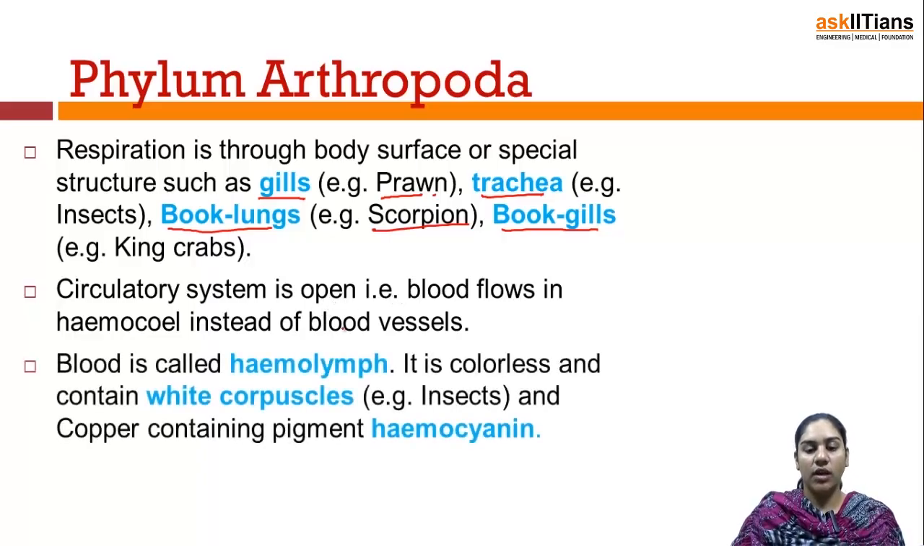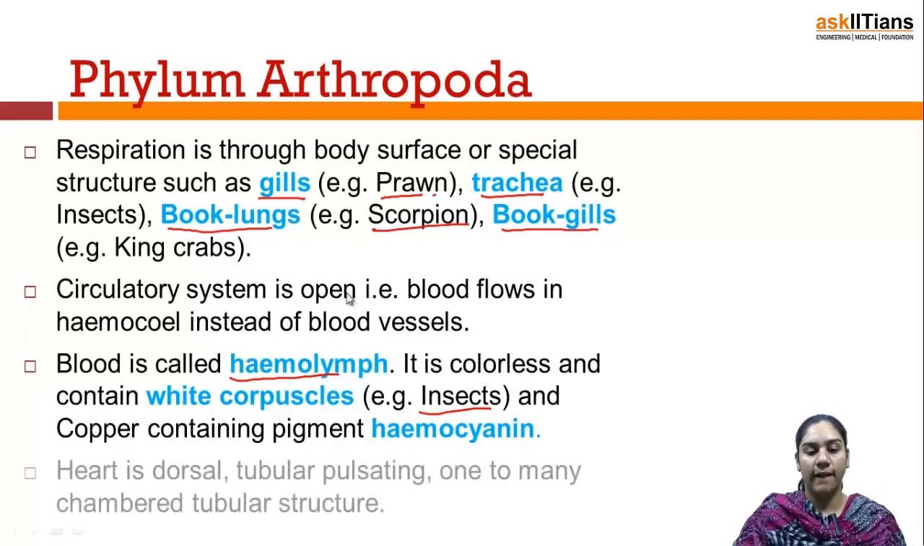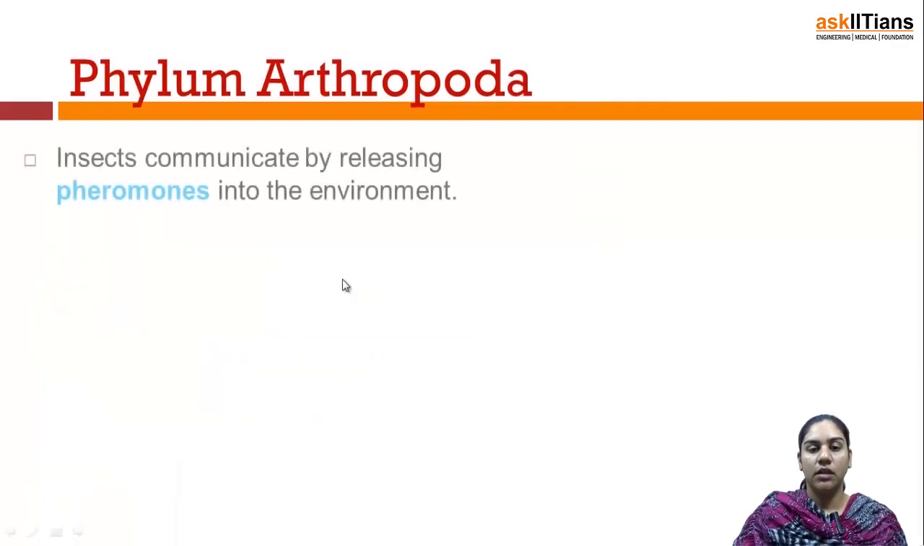The blood is known as the hemolymph, and it is colorless, containing white corpuscles in the insects, and some animals also have a copper containing pigment that is known as the hemocyanin. The heart is dorsal and tubular, and it is one-to-many chambered. The insects communicate by releasing some hormones known as pheromones into the environment.